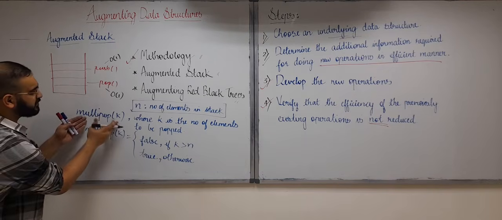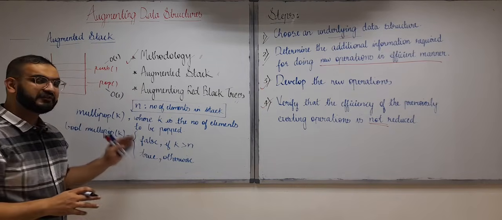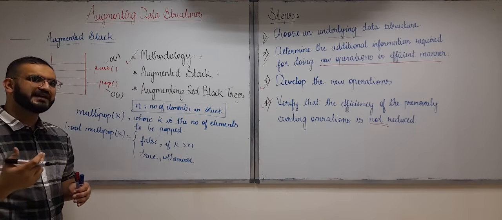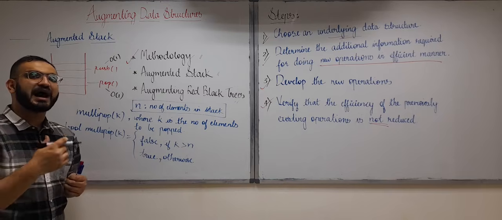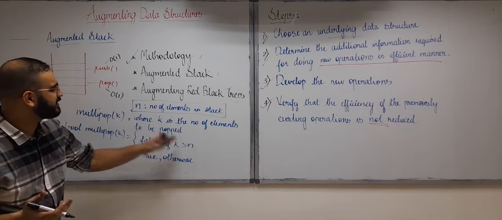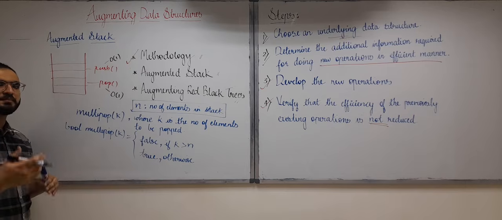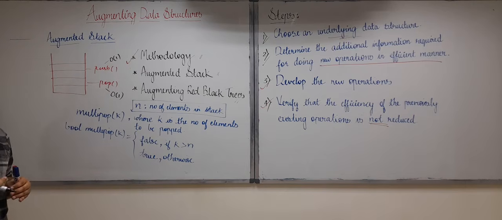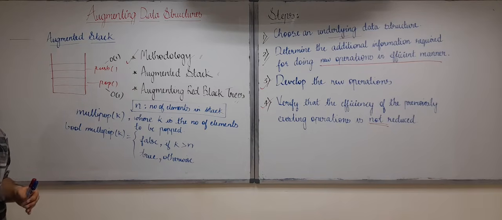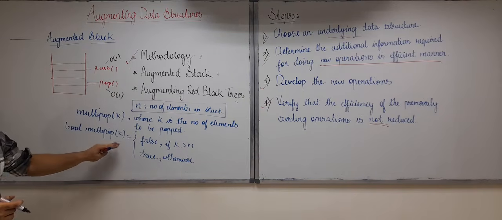So now I want to define this operation multi-pop of k. If we define it, it will look something like this: it will return a boolean value, and it will return false when k is greater than n. Of course, when the number of elements that you want to pop out of the stack is greater than the number of elements present in the stack, that is not possible, right? Here n is the number of elements in the stack. That is why it returns false, because the number of elements to be popped out should always be less than or equal to the number of elements in the stack, right? Otherwise it returns true. So this was the multi-pop of k operation.